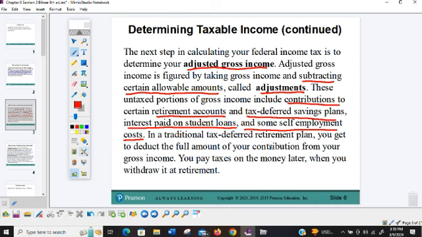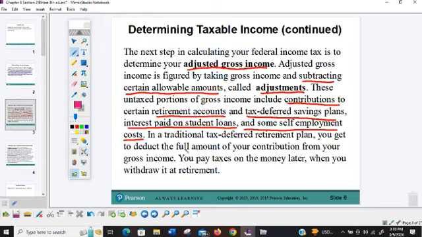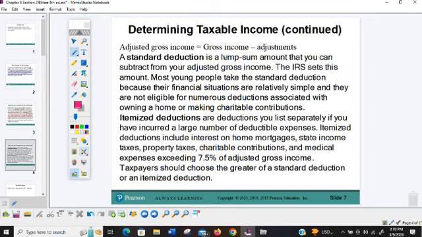Now, in a tax-deferred retirement plan, keep in mind that you get to deduct the full amount of your contribution, but you will pay taxes on it later when you withdraw it. And the rates are a little bit higher if you withdraw it before you are of retirement age. Okay, let's look at this one. We had our gross income, and our adjusted gross income was this one. Now we're going to take that and subtract our adjustments.